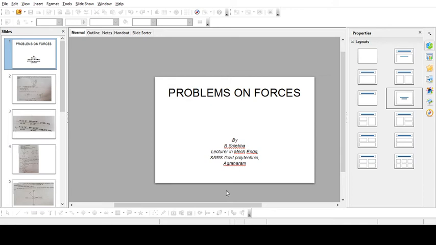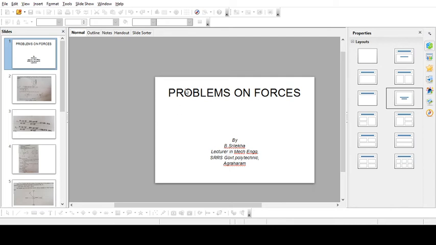According to this, theta 1 is 30 degrees and F1 is 20 newtons. Theta 2 is 60 degrees and F2 is 30 newtons. Theta 3 is 90 degrees and F3 is 40 newtons. Theta 4 is 90 degrees and F4 is 50 newtons. Theta 5, sorry, you can take 120 degrees, and F5 is 60 newtons.